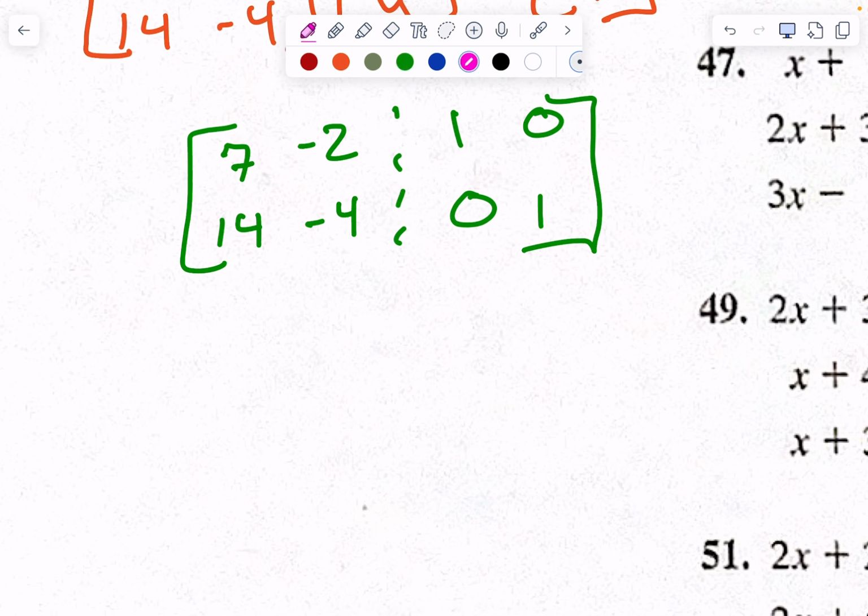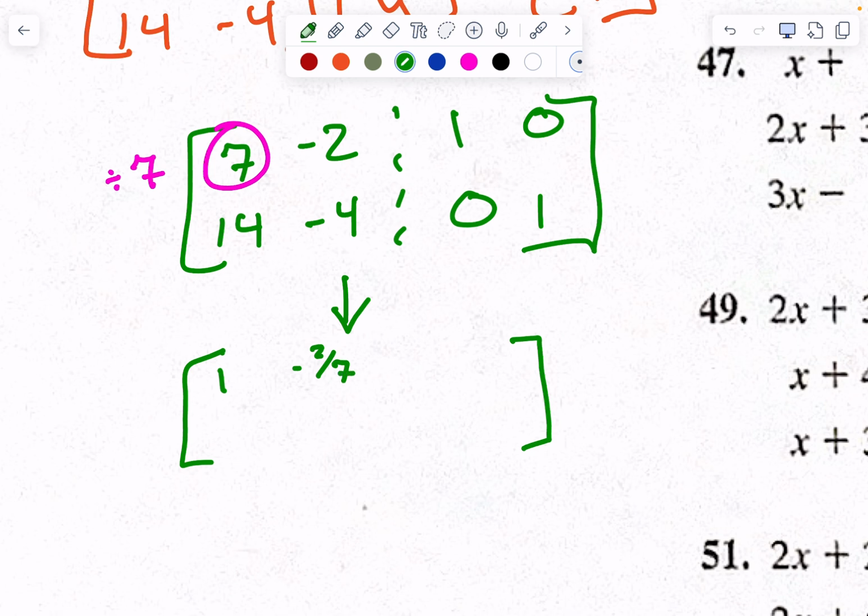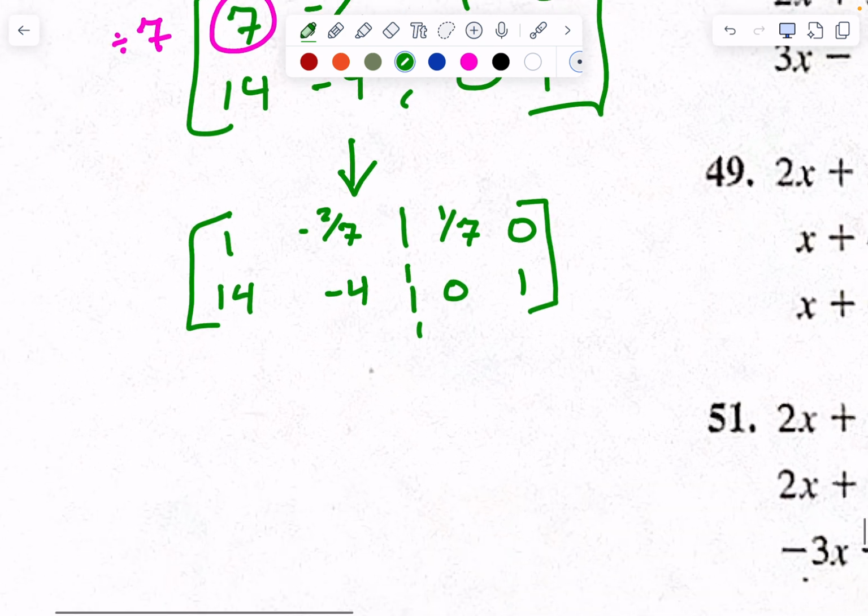What are we going to pick on first? 7 needs to be a 1, so we divide by 7. If I take row 1 and divide by 7, that's going to be really gross: 1, negative 2/7, 1/7, and 0. That's disgusting, but it's fine. And the bottom row stays the same.